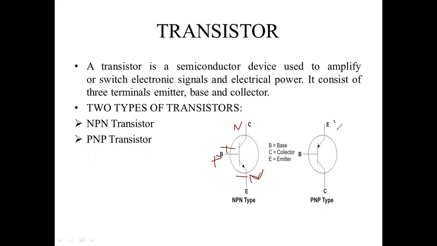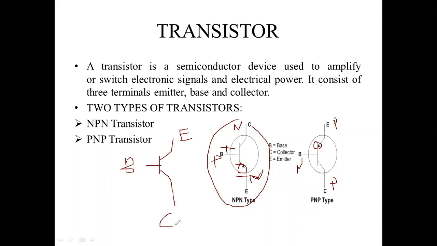Here, this is P, N, and P here. So the current direction is what we show between the emitter and base, and the arrow symbol is shown in between the emitter and base. This complete diagram we can also write in another form. Here I can use this as the emitter, this is the emitter, then base and collector.